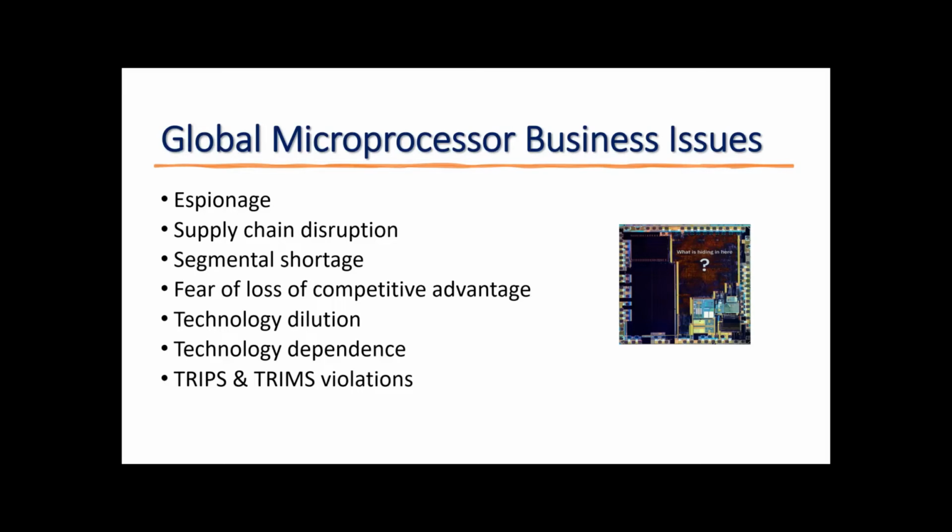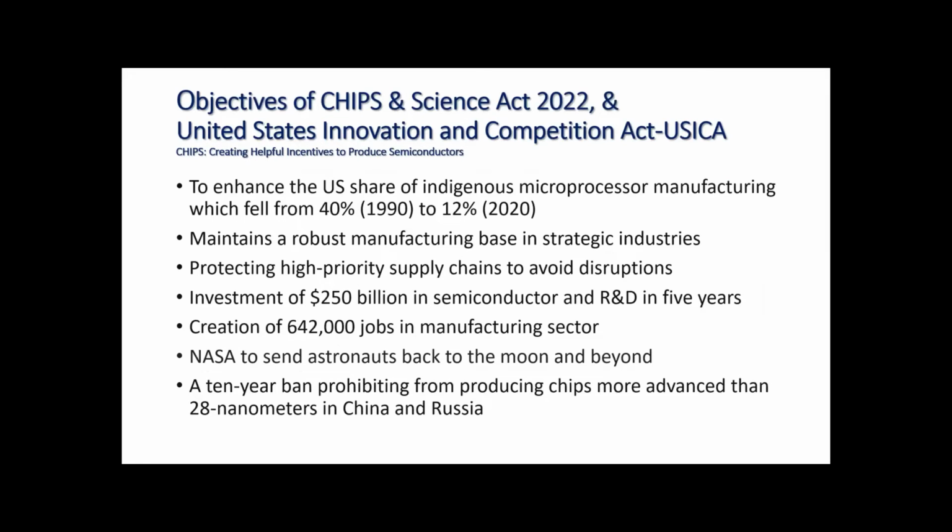And also concerns were raised in America that TRIPS violations are being done by many countries all over the world. That is trade-related intellectual property rights and trade-related intellectual manufacturing rights. And Americans were not happy with this situation. So because of all these business issues, Americans came up with the Chips and Science Act 2022.